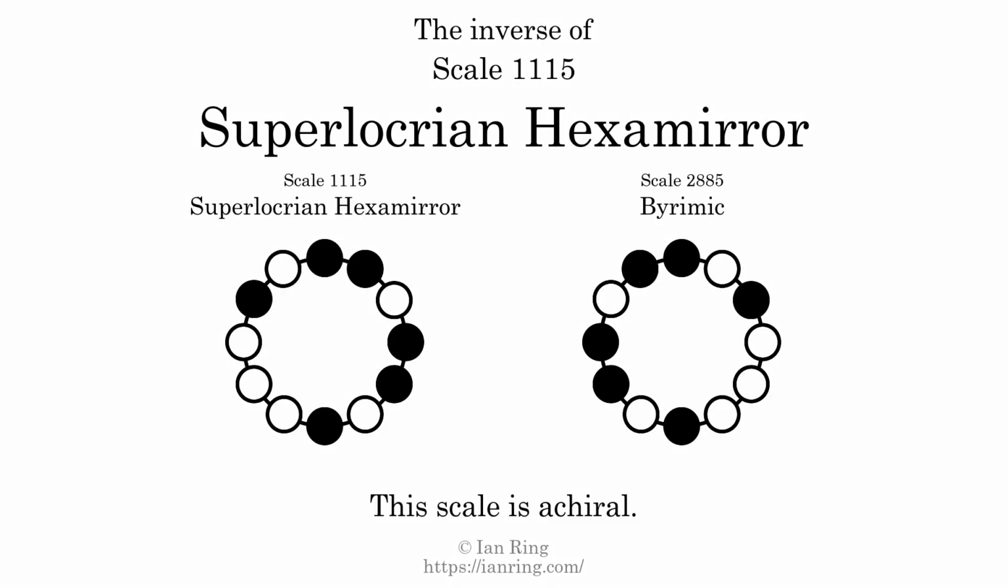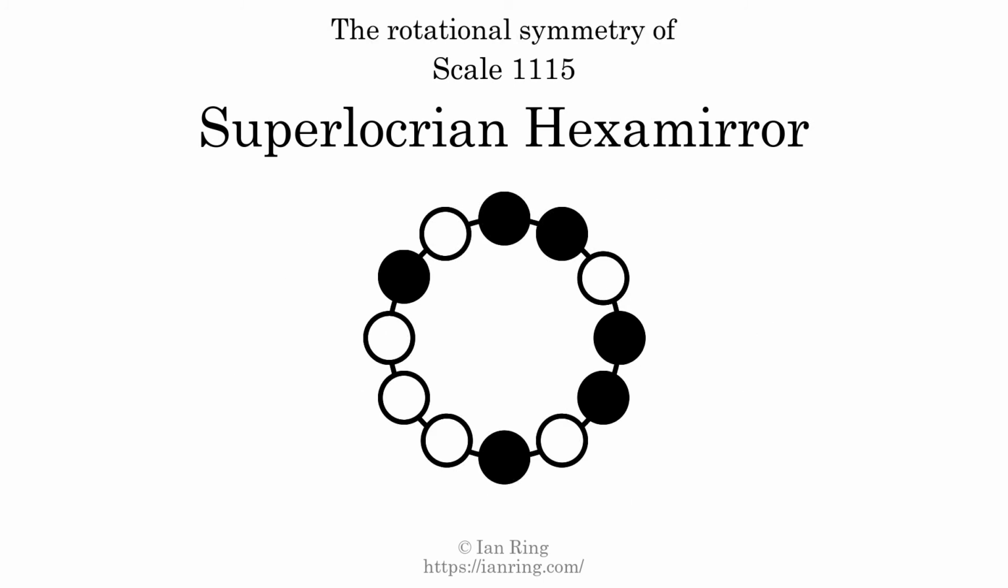The inverse of a scale is a mirror image. It is what you get when the sequence of intervals is reversed. The inverse of this scale is scale 2885, also known as Rhyolimic. This scale is achiral, since it can transform into its own reflection by a rotational transformation. This scale has no rotational symmetry.